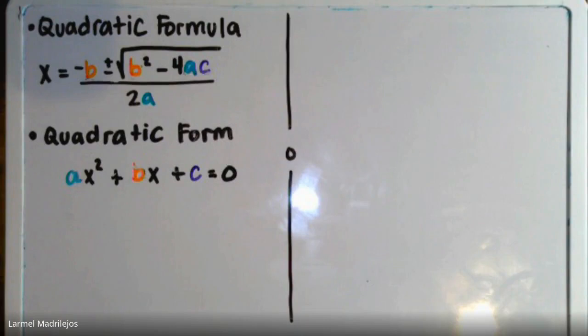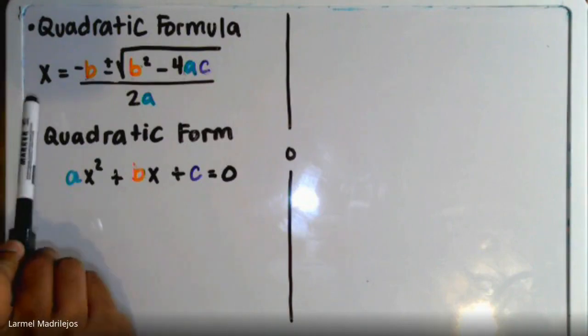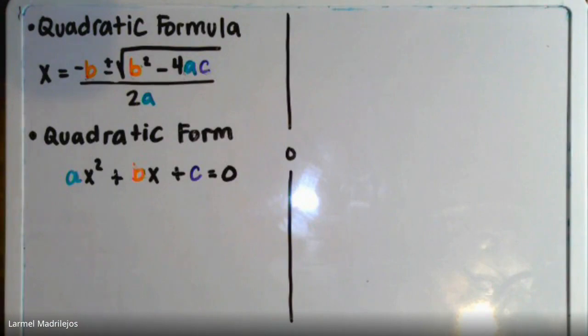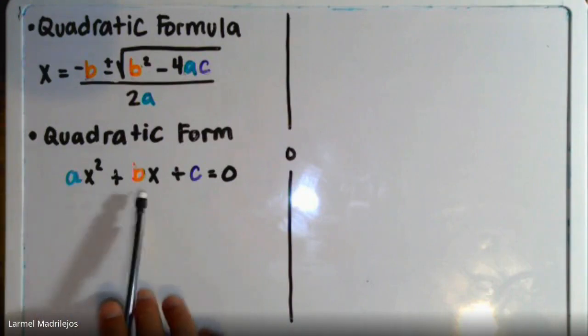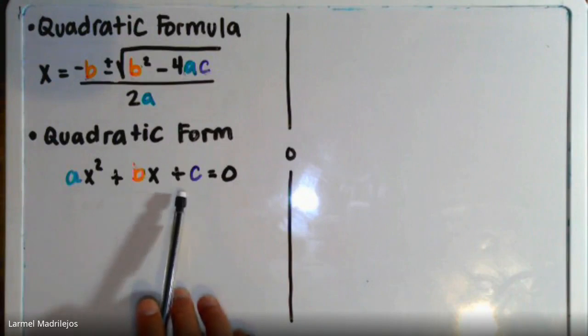Good afternoon, class. This is Mr. MATHdrilejos, week 2. The topic is the quadratic formula. The formula is x equals negative b plus and minus the square root of b squared minus 4ac, all over 2a. And the standard form for a quadratic is ax squared plus bx plus c equals 0.